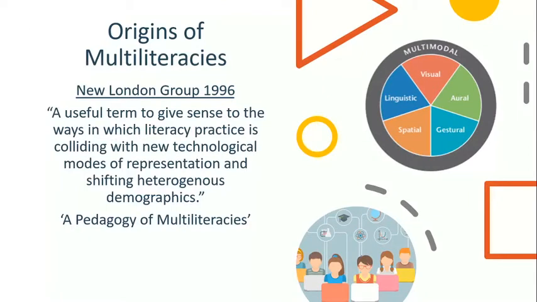Multiliteracies came to be way back in 1996 when the New London Group coined the term. It arose as a useful term to give sense to the ways in which literacy practice is colliding with new technological modes of representation and shifting heterogeneous demographics. In other words, literacies and the way we teach and learn literacies have changed drastically along with society.